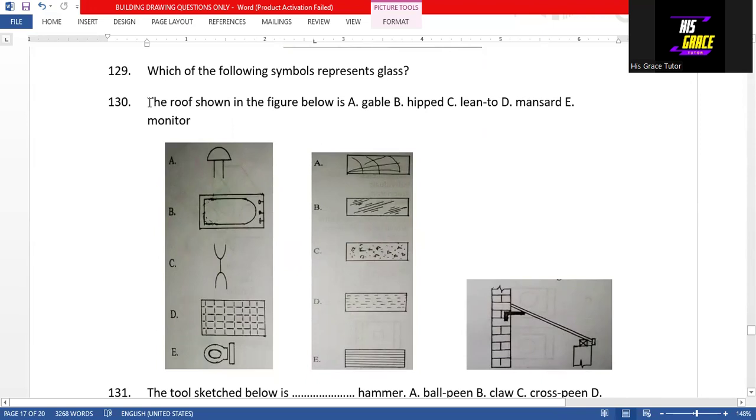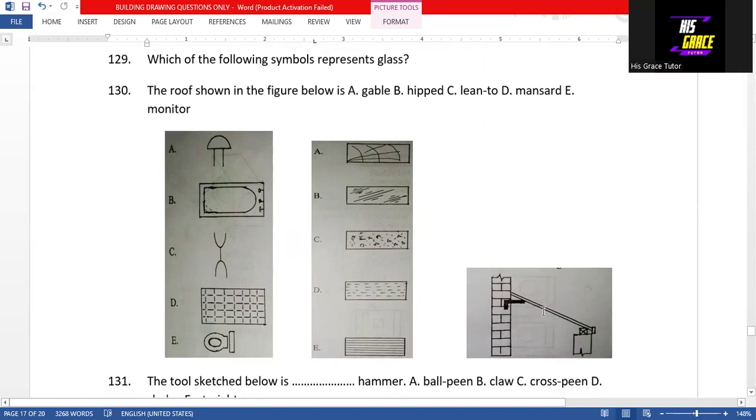Then question 130. The roof shown in the figure below. So this roof is the lintel roof. That is option B, the answer to question 130.